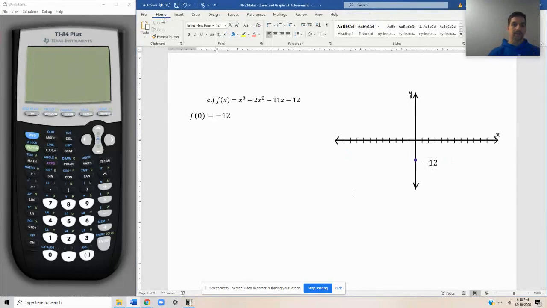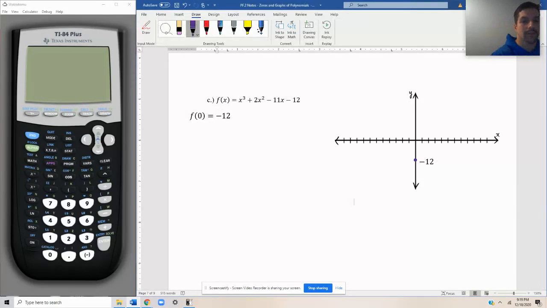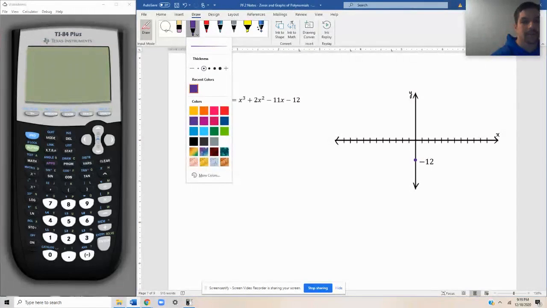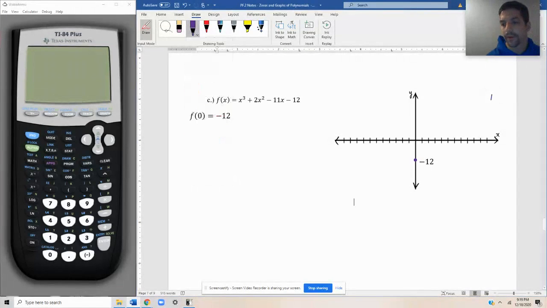Now we want to make sure that we include the correct end behavior. So if I'm taking a look at the leading coefficient, it is positive, which means on the right side of this graph, I'm going to be going up for my end behavior. The degree is an odd number, which means on the end behavior, I'm going to be going in opposite directions. So on the left, I will be going down.